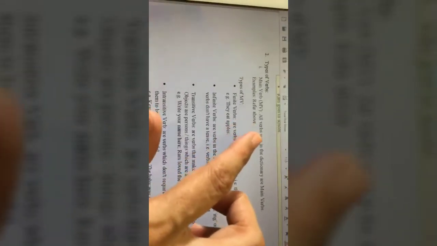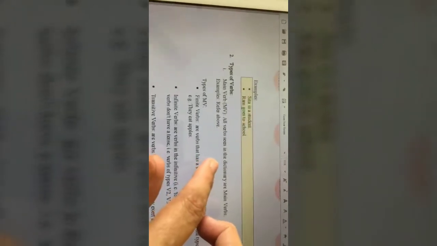What are the types of verbs? There are mainly two types of verbs called the main verb and the auxiliary verb. What are main verbs? In general, main verbs are all verbs as seen in the dictionary. Okay. For example, we talked about Sita is a student, Ram goes to school. Goes is a main verb, is also a main verb. It describes the action that the subject of the sentence is doing. What is Sita? Sita is a student. What does the second sentence talk about? Second sentence is talking about Ram and school. So what is Ram doing? Ram goes to school. Okay.